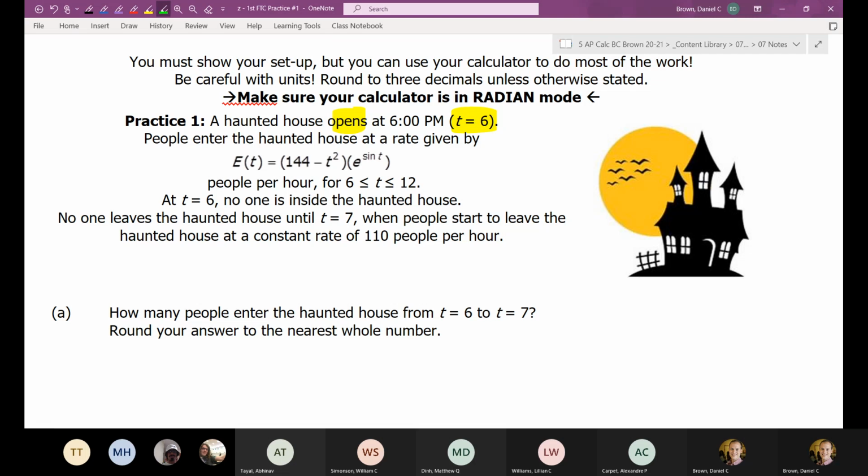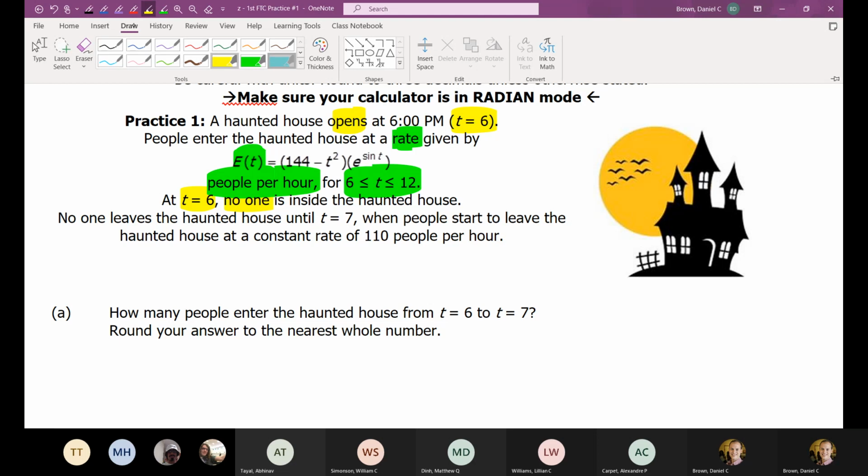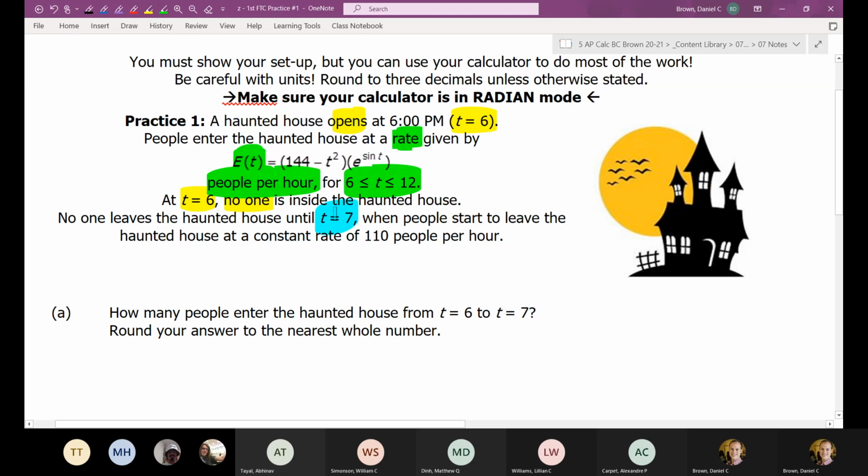People are entering the haunted house at a rate, so this equation is representing a rate. It gives us the unit of measurement and the interval for when that function is valid. It gives us an initial condition at t equals 0: no one is inside. Then we have another function that picks up at t equals 7 when people start to leave, and that function is just a constant rate of 110 people per hour.